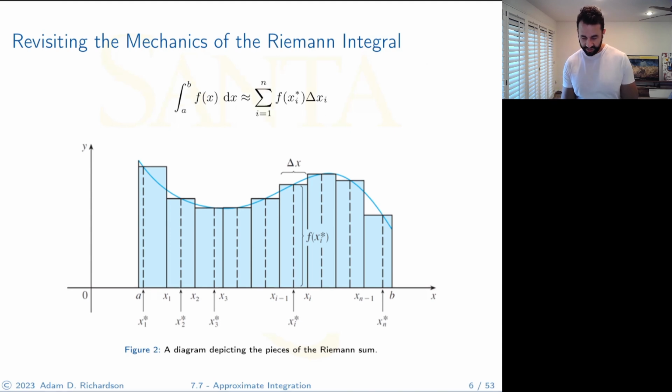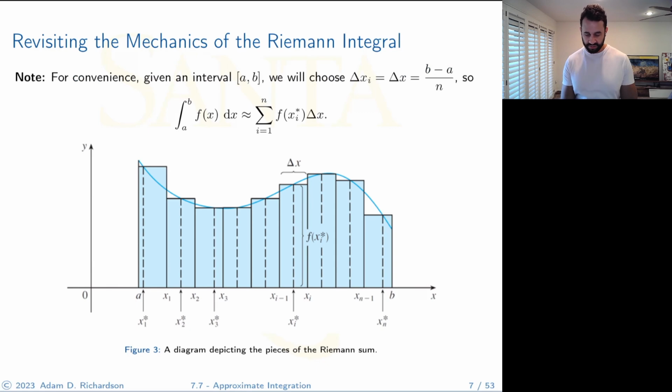Now you'll notice that we don't need to refer to delta x sub i, where delta x sub i depends on the interval you've chosen. Now we can just say all the intervals are the same length. So there's a single value delta x, and each one of these subintervals is the same length, right? Okay, so our integral will be approximately the sum of the area of those n rectangles.